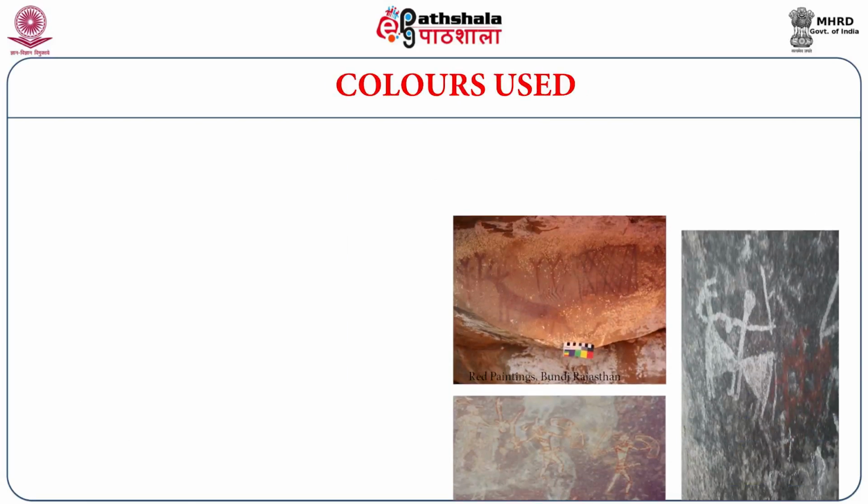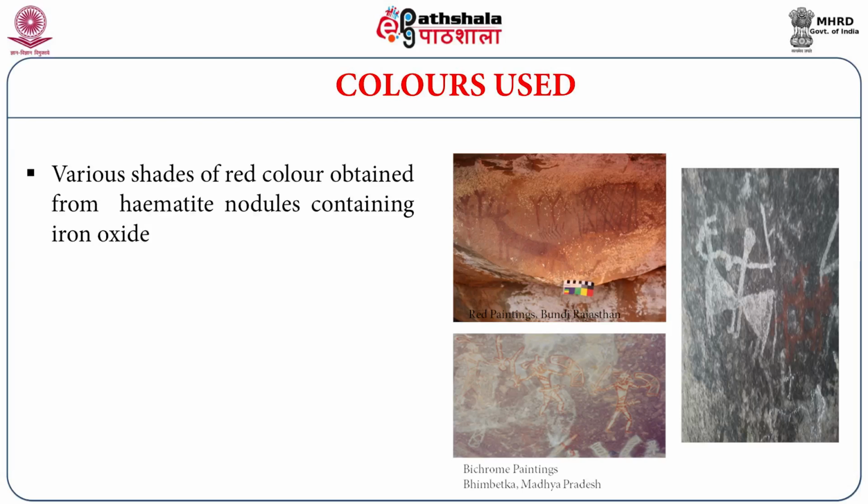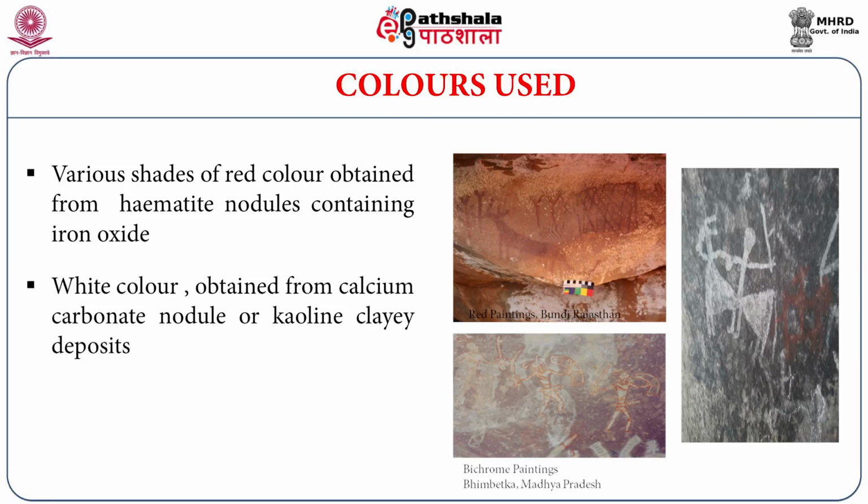Colors used: people have used different kinds of colors for creating rock art. People have used red color very often. The red color was probably obtained from hematite nodules. Hematite is actually an iron oxide material. This produces red color. People have used this particular hematite for painting with red color. They have used white color from calcium carbonate nodule or kaolin and other clay deposits. Probably sometimes people have also used blood, sometimes even ash, and probably they mixed them with some kind of gum or other resin so that the painting could last long.